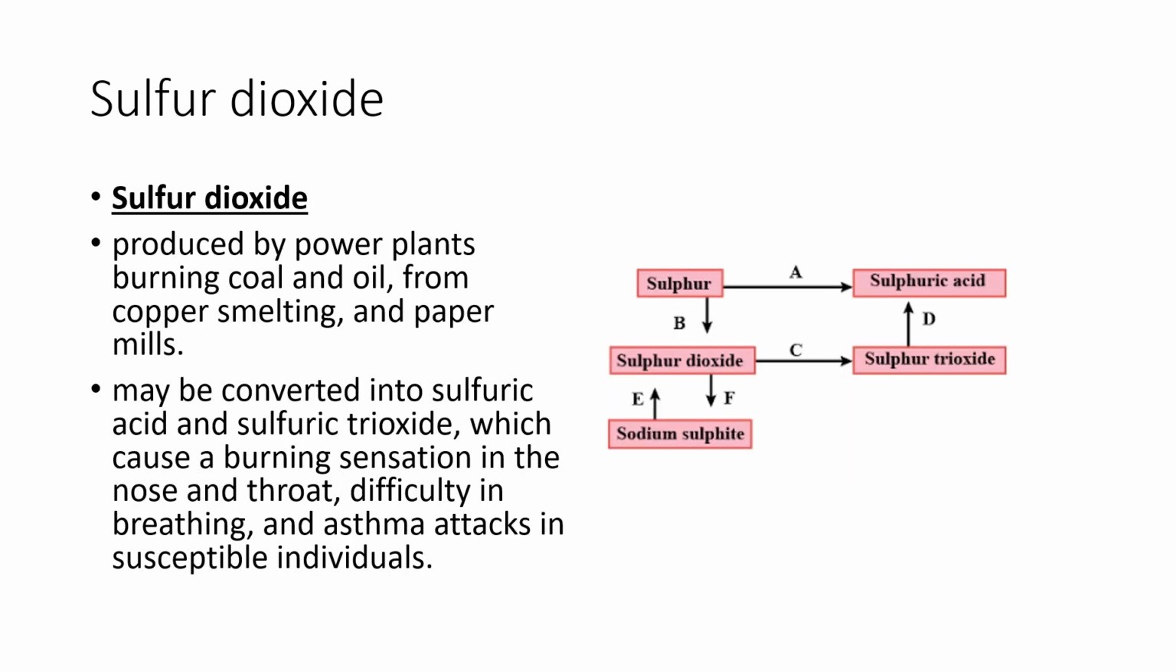Another pollutant is sulfur dioxide, which is produced by power plants burning coal and oil, from copper smelting, and paper mills. Sulfur dioxide can be converted into sulfuric acid and sulfur trioxide, which can cause a burning sensation in the nose and throat, difficulty in breathing, and asthma attacks in susceptible individuals.